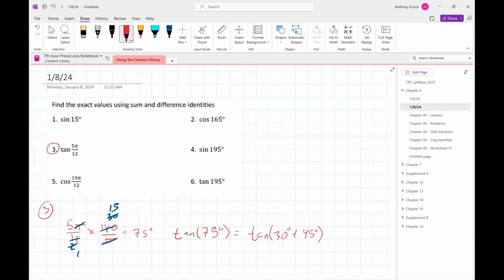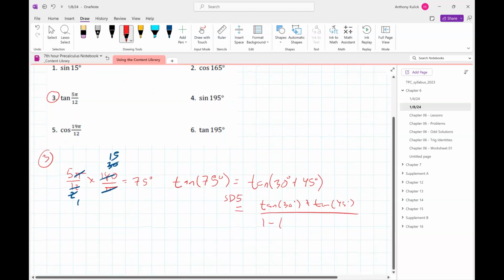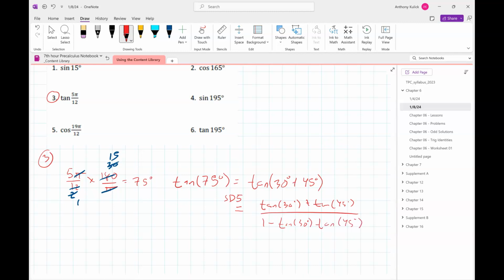So then I go to my identity sheet and look for the sum and difference identity represented by tan of 30 plus 45. I see that should be SD number 5. So I can write that then as tan of 30 degrees plus tan of 45 degrees divided by 1 minus tan of 30 degrees times tan of 45 degrees. Does that feel okay?